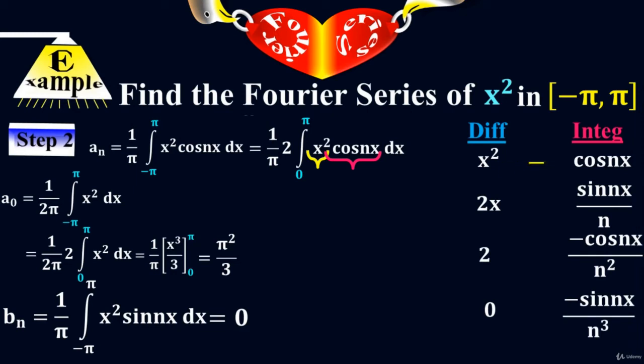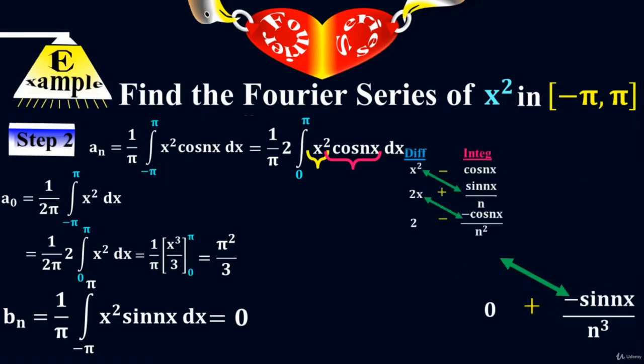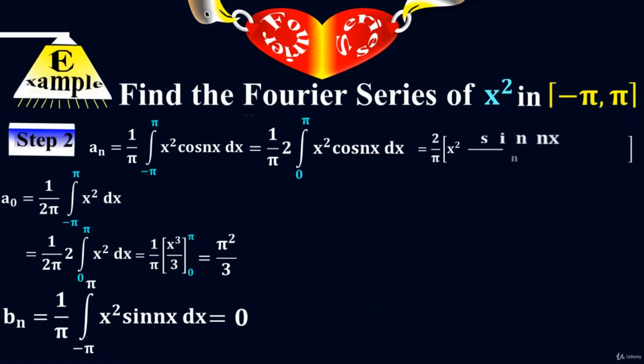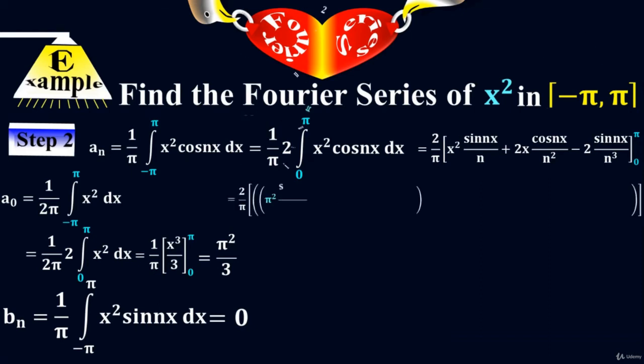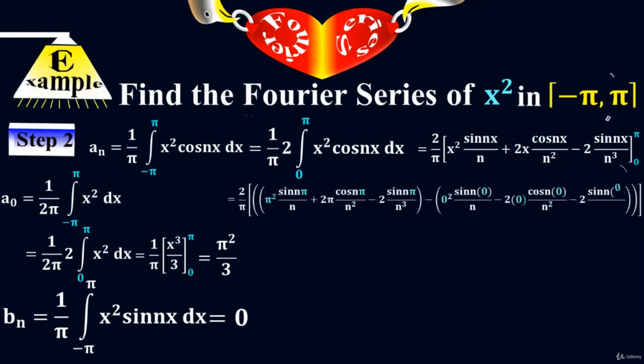It starts from minus and then plus, minus, plus. Take the cross product here between the diagonal terms, which equals x squared times sine nx over n plus 2x times cos nx over n squared minus 2 times sine nx over n cubed. Expand the limits 0 and pi here, where these four terms equal 0.